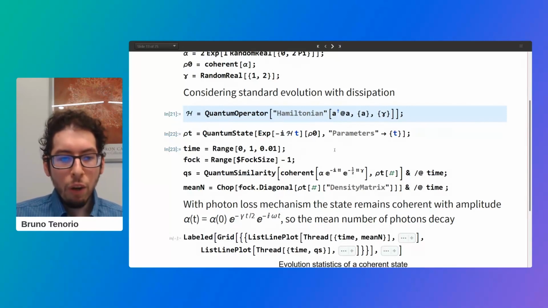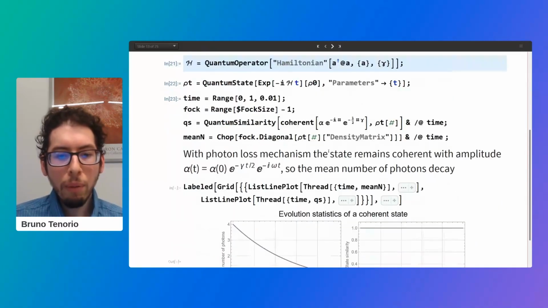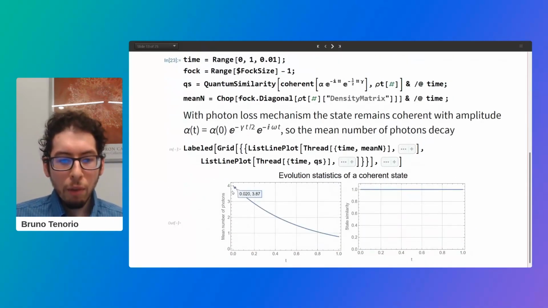If we plot the quantities we just described, we get this nice decay for the mean number of photons. And the quantum similarity, as expected, will behave like the analytical expression. The fidelity is around 1.